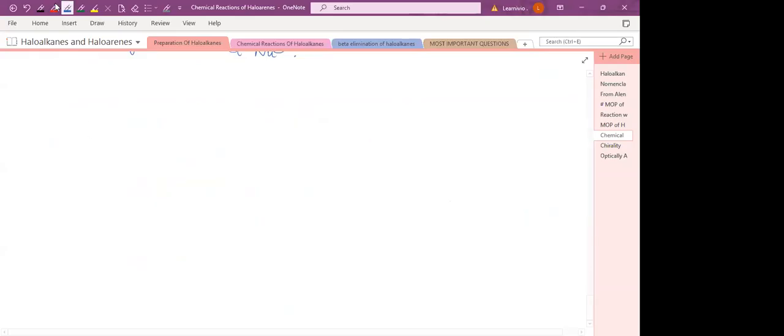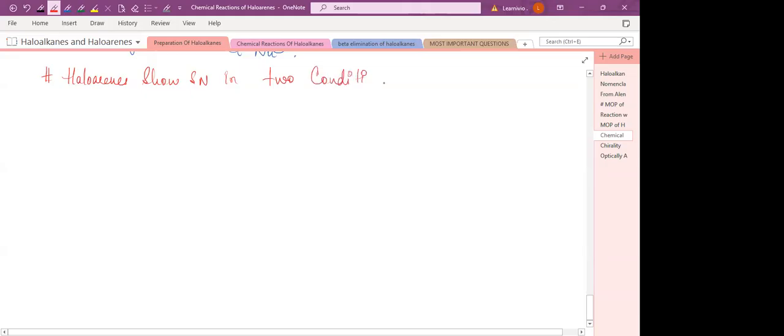Okay, so write down. First, haloarenes show nucleophilic substitution on two conditions. In two conditions. First condition, which is very, very important. Okay, just remember these conditions.